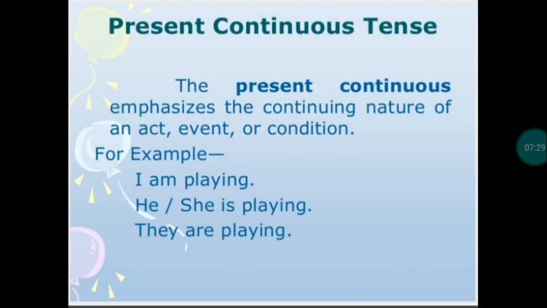Then the present continuous tense. The present continuous tense emphasizes the continuing nature of an act, of an event or a condition. For example, I am playing, he is playing, she is playing, they are playing. I am talking at this present moment, you are listening, right? So we use the present continuous for that.